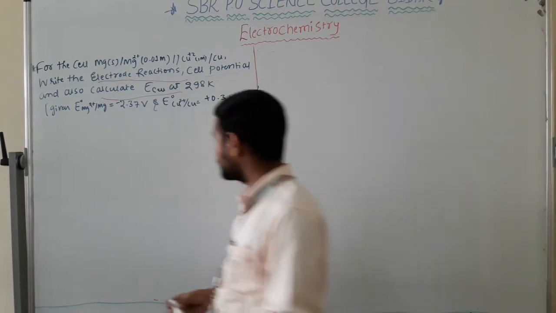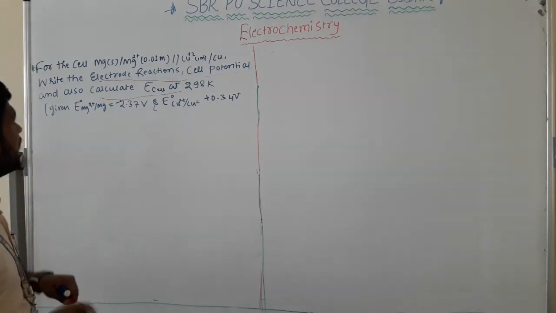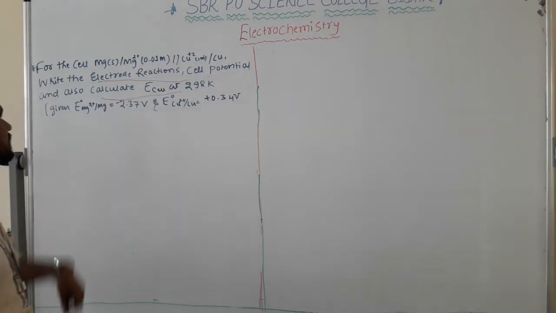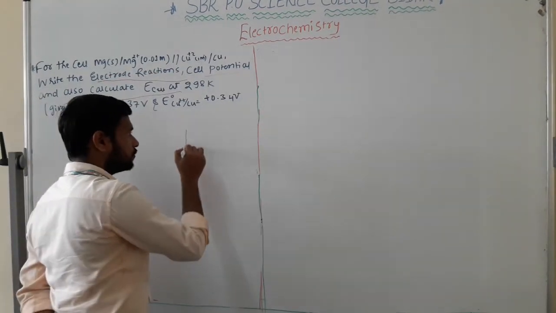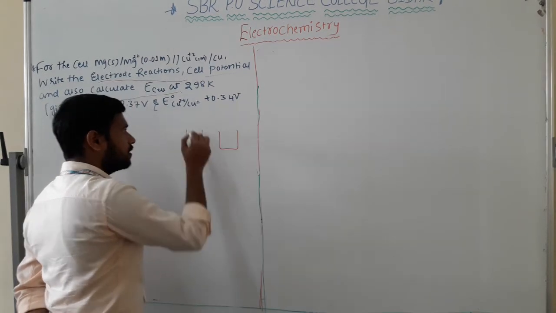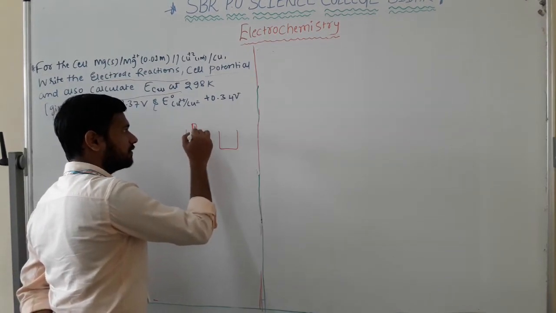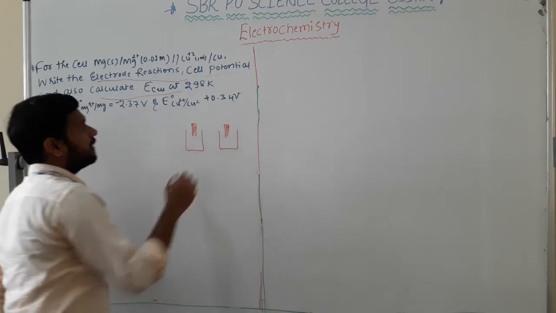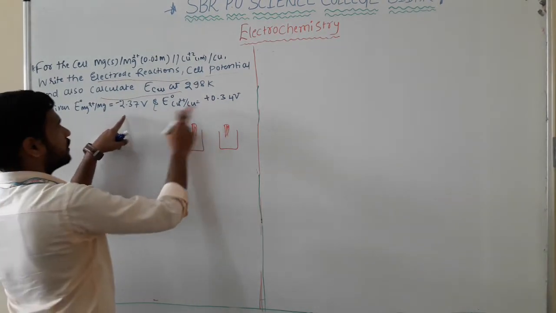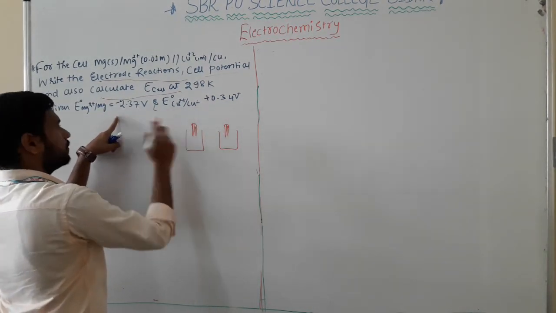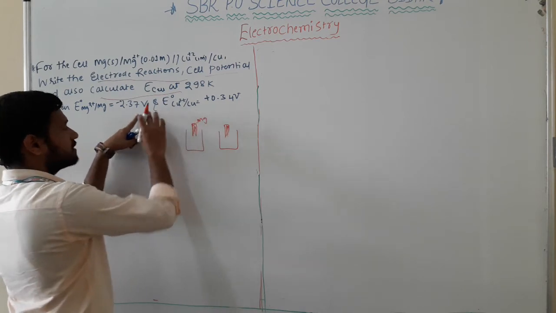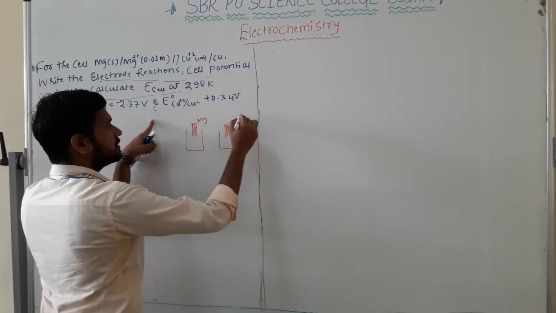Okay, first identify the cathode and anode. Among these, which one is the cathode and which one is the anode? Two electrodes are given. One is definitely the cathode and the other is the anode. By comparing the electrode potential values, the anode will be magnesium, because the anode has the lesser value. The cathode is copper.